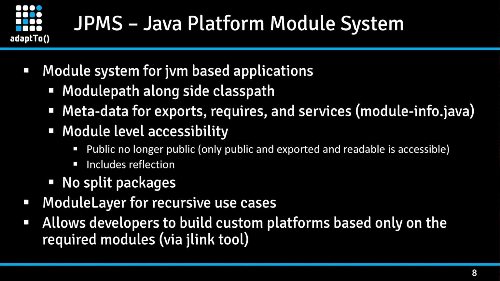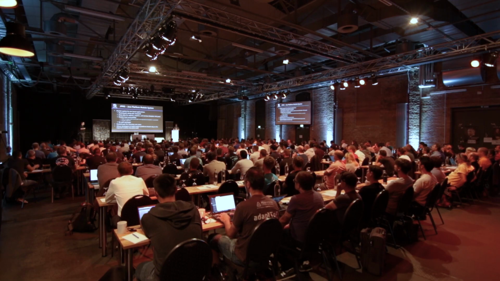For that, there's now a module path which sits alongside the class path. In fact, the class path is treated as yet another module. It's called the unnamed module. So the way this works is the unnamed module can see everything on the module path by default, but not the other way around. So you cannot have a module that depends on anything on the class path, but you can have something in the class path that depends on something in a module.